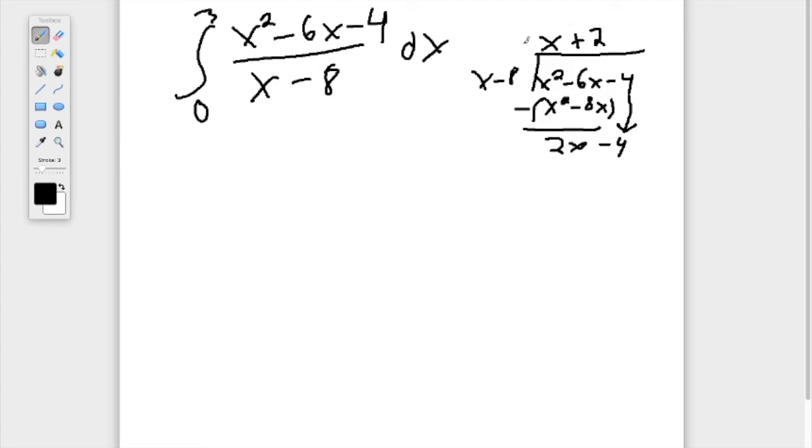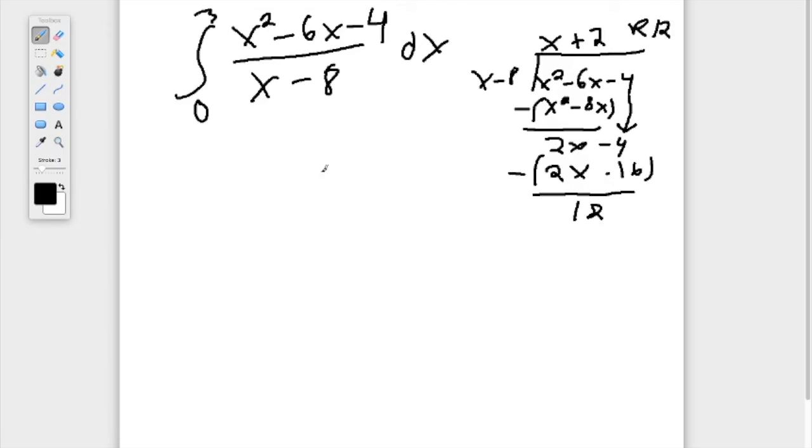So when we multiply this out, 2 times x is 2x, and then 2 times negative 8 is negative 16, and then we subtract that. So these x's cancel out, and then this negative 16 becomes a positive 16. 16 plus negative 4 is just 12. So you get x plus 2 with a remainder of 12.